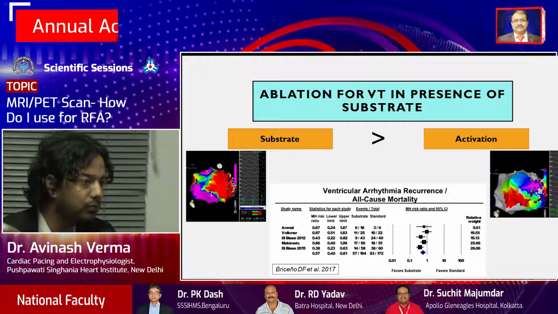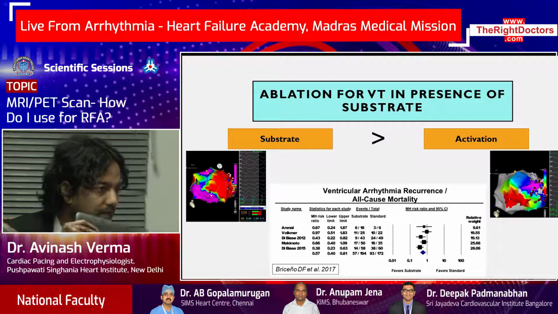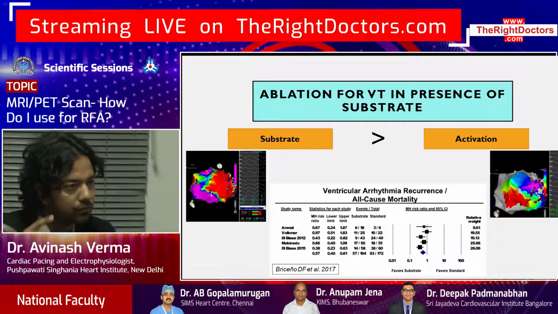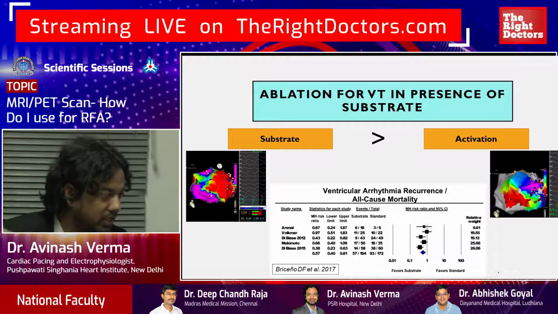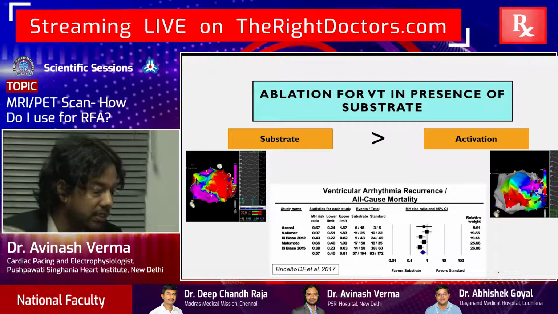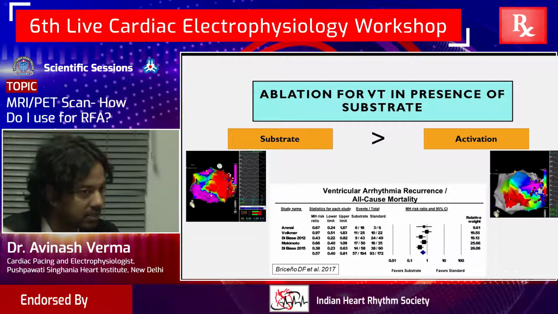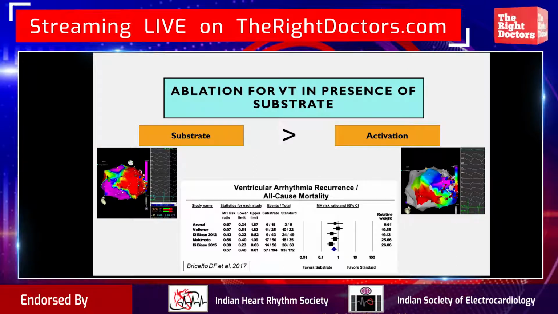Now, we all have moved from the era of doing only activation-based ablation. Otherwise, we don't need MRI. We just need to go there and pace from every site and do activation-based ablation. But there are downfalls of doing activation-based ablations. You can't target just one clinical VT. How many VTs are you going to target? It takes a long time. These patients are sick patients, 20-25% EF. They can't be in VT for a long period of time.